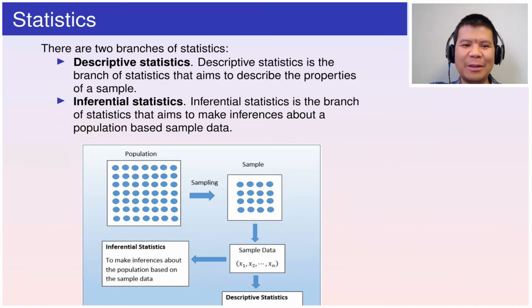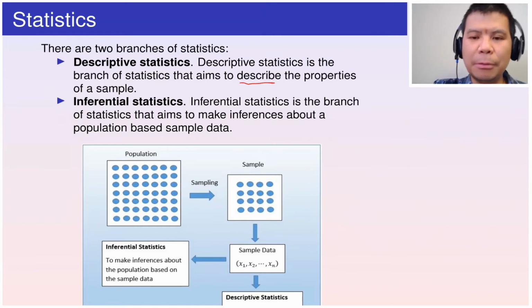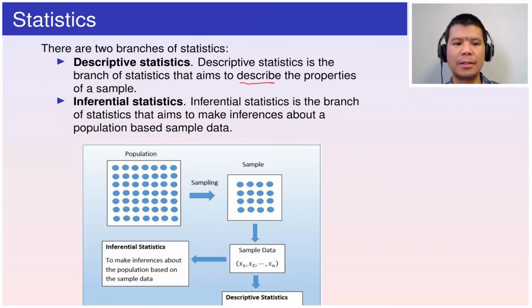Now, what is descriptive statistics? Descriptive statistics is the branch of statistics that aims to describe the properties of a sample. Just to describe, like what is the mean? What is the minimum value? What is the proportion of certain attributes and so on? So just to describe. This is called descriptive statistics.